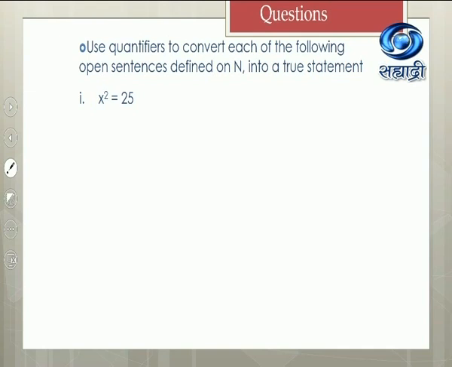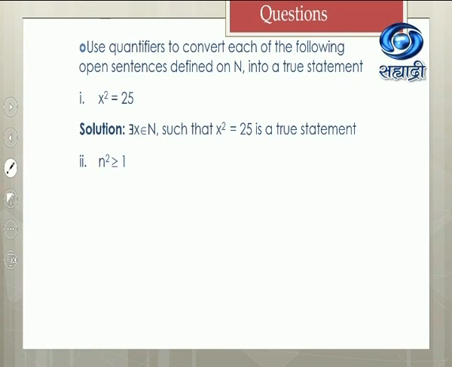Now here x square equal to 25 is not true for all n. Make a note that we are discussing the set of natural numbers. Here it is true for only 5. So the solution is there exists x belonging to N such that x square equal to 25, because 5 exists. So you cannot write for all, only there exists.